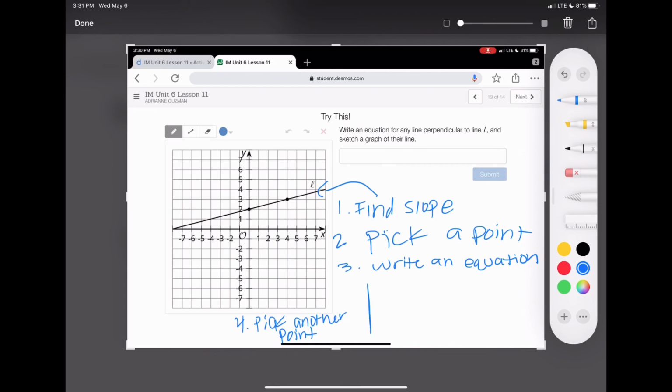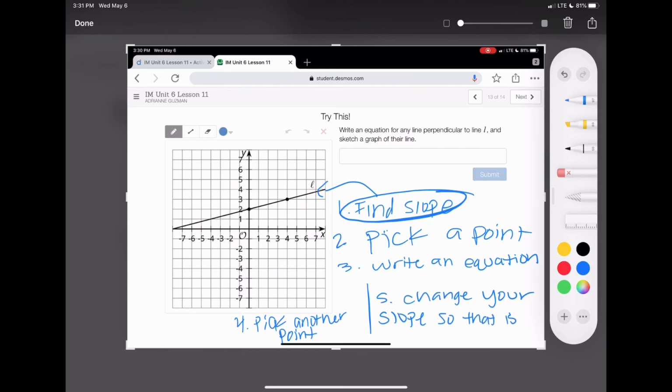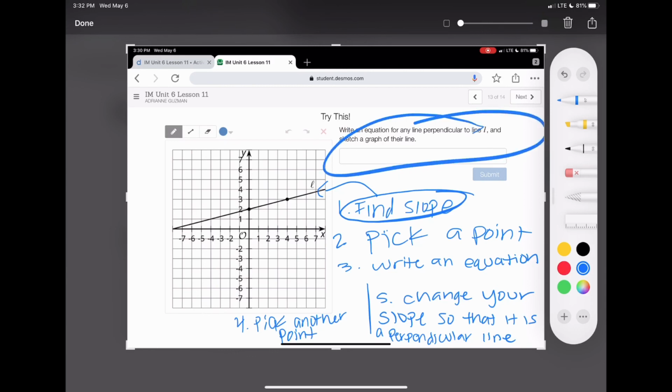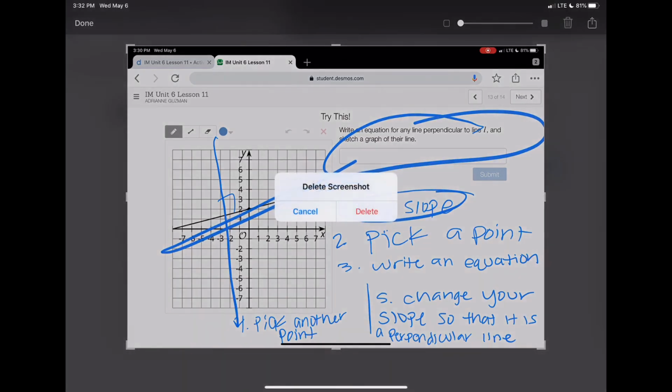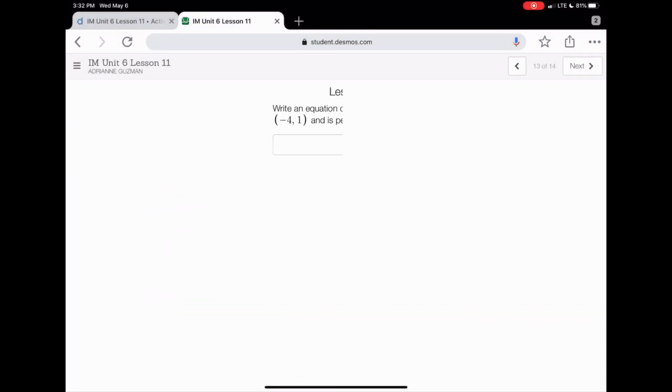And then change your slope so that it reflects a perpendicular line, and that's what's going to go here. I want to know what the slope of this is, what's the equation of this line here, because this is perpendicular to this line. Okay, all right, once you're done with that, try your best, and then it's the cool down.